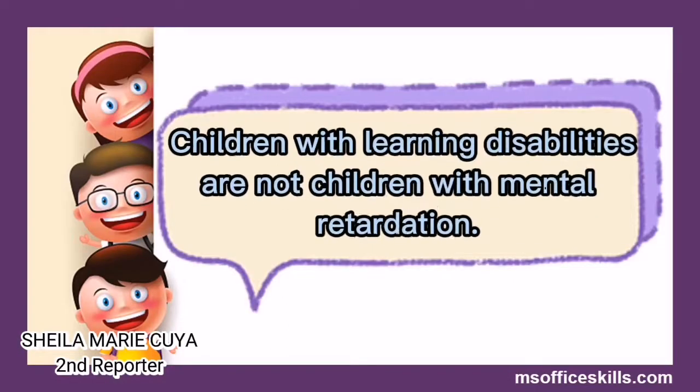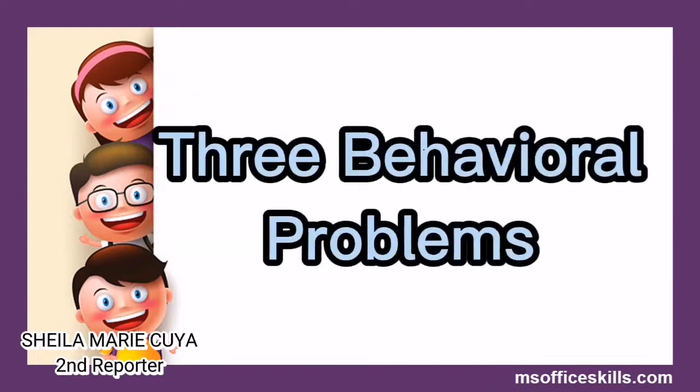Children with learning disabilities are not children with mental retardation whose mental ability falls below average in the normal distribution curve. They have relatively average or even above average intelligence but experience severe learning or academic problems in school, and they possess these three behavioral problems.